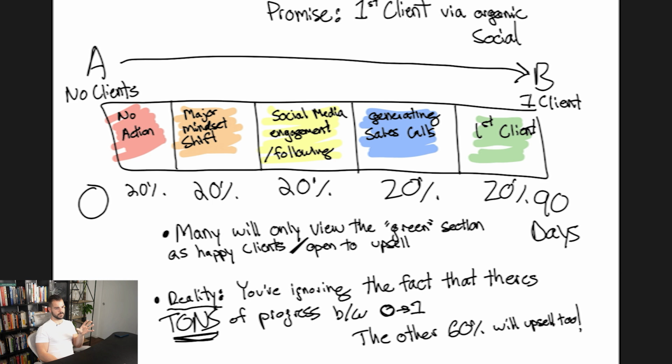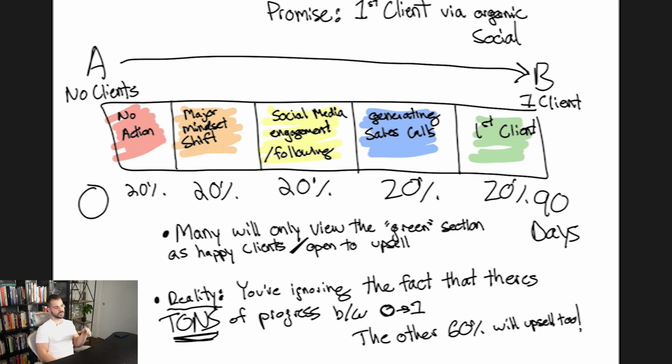With this one, I'm going to give you another example. Let's say that the promise is getting your first client through organic social. This will just drive it home a little bit more. Now, you might think that's linear, like black or white: if you succeeded, you either got your first client or not. But if you actually polled your clients and asked them for feedback, you would get a different response. So here's what's actually going to happen.